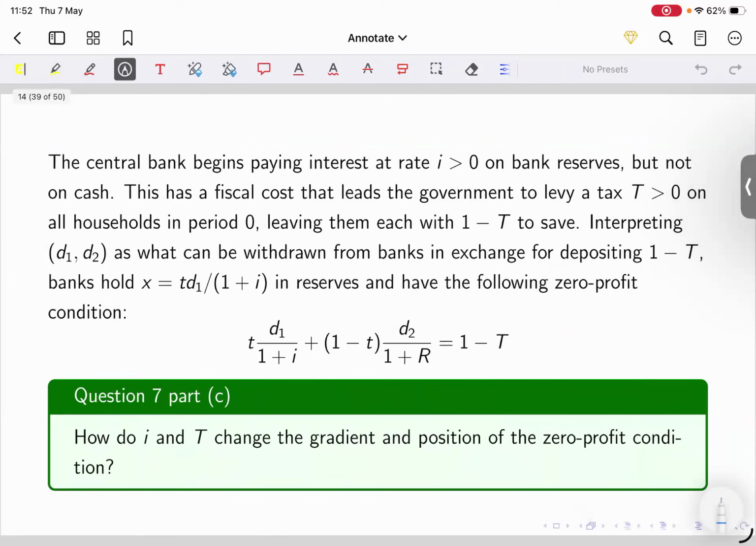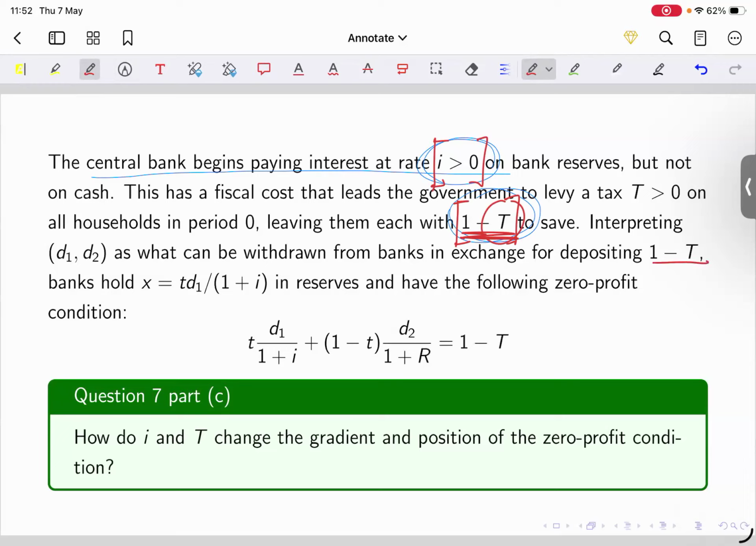Now we have a change in this environment, specifically 2 changes. One, the central bank begins paying an interest rate on reserves. Two, to finance this, the government levies a tax. Okay, so that each household now has less to invest, right? They need to pay T to the government. Okay, so 2 changes. Interpreting D1, D2 as what can be withdrawn from banks in exchange for depositing 1 minus T.